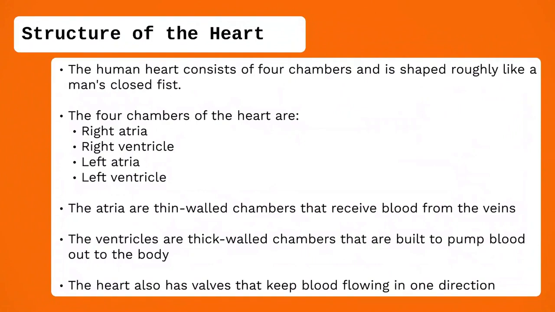The human heart consists of 4 chambers and is shaped roughly like a man's closed fist. The 4 chambers of the heart are the right atria, right ventricle, left atria, and left ventricle. The atria are thin-walled chambers that receive blood from the veins, and the ventricles are thick-walled chambers that are built to pump the blood out of the heart. The heart also has valves that keep blood flowing in one direction.